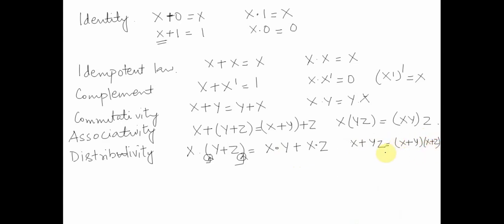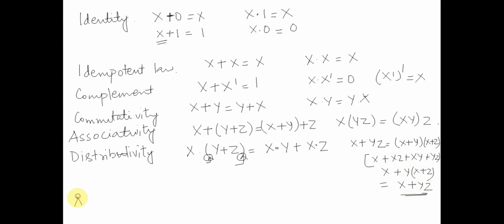And how does this come? x into x is nothing but the number itself, so x plus xz plus xy plus yz. x into (1 plus z) is x, plus y into (x plus z), which is nothing but, if you take x common over here, 1 plus y is 1. So x plus yz. This is the distributivity law.